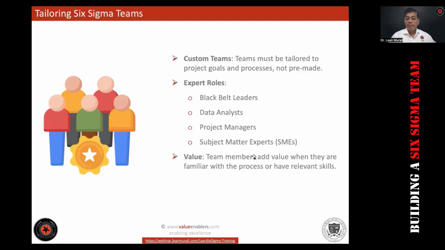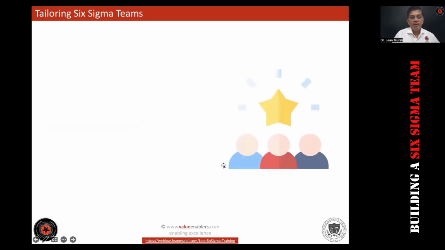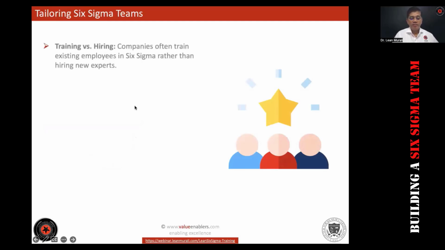Now, team members add value when they are familiar with the process or relevant skills. That's why you need subject matter experts, right? Consistency is important, not all the team members. Now it is important that we hire the right people and train. It is very important that you train the existing employees in Six Sigma rather than hiring new experts. That's why a lot of Lean Six Sigma trainers are required.